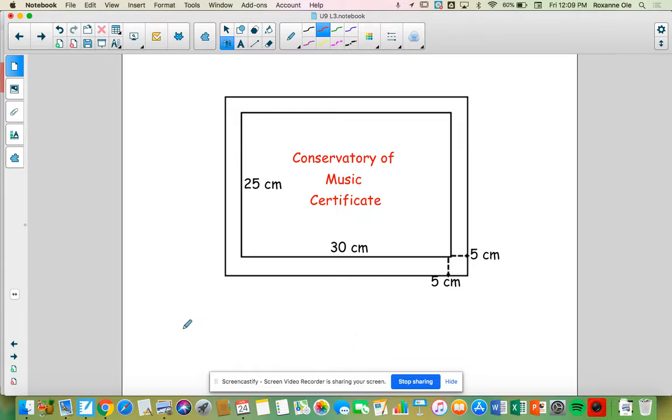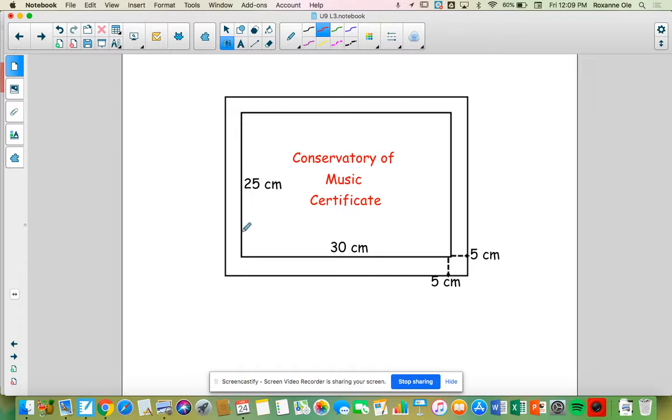So the first question on page 350 says, Christine plans to frame her grade 4 saxophone certificate with a 5 centimeter wide mat. The certificate measures 30 centimeters by 25 centimeters. What is the area of the glass that covers Christine's certificate and the mat? So that sounds like a lot of information. So what we're going to do first is just draw her certificate.